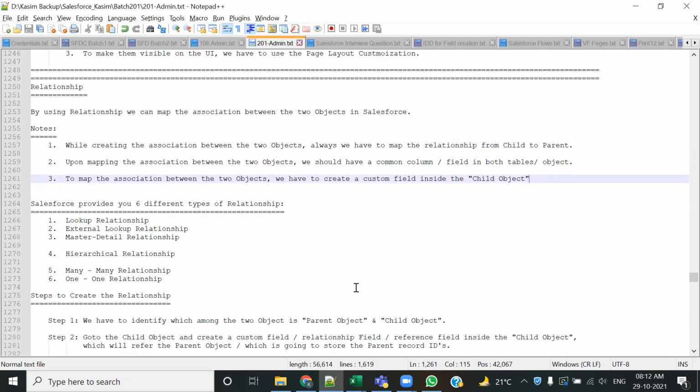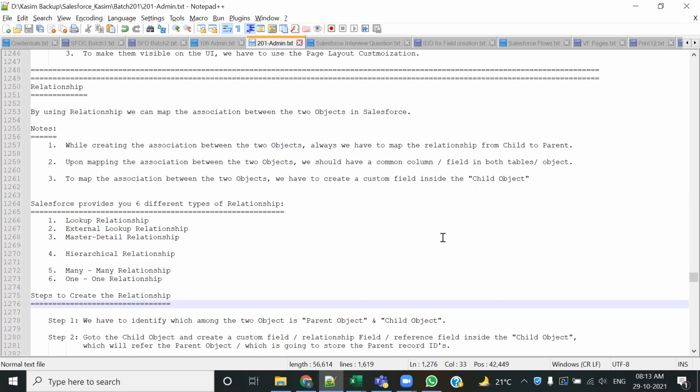Okay. Now, how to create this relationship? We are going to see all of this. What does it mean? Whenever we are mapping the association between the two objects, we should have a common column. So what does it mean? I'm going to show you that also. Don't worry. To map the association between two objects, we should create a custom field inside the child object.